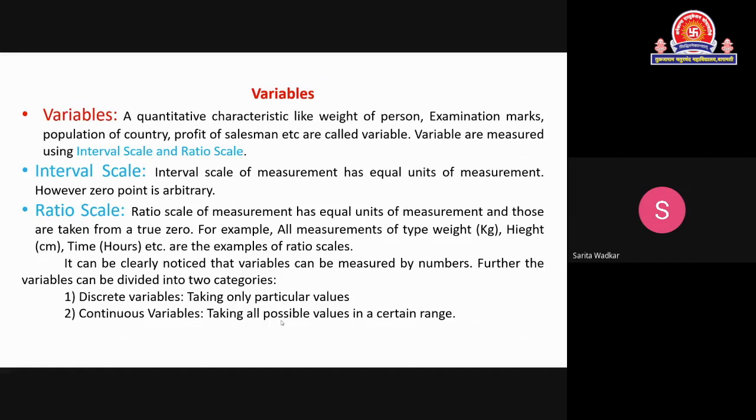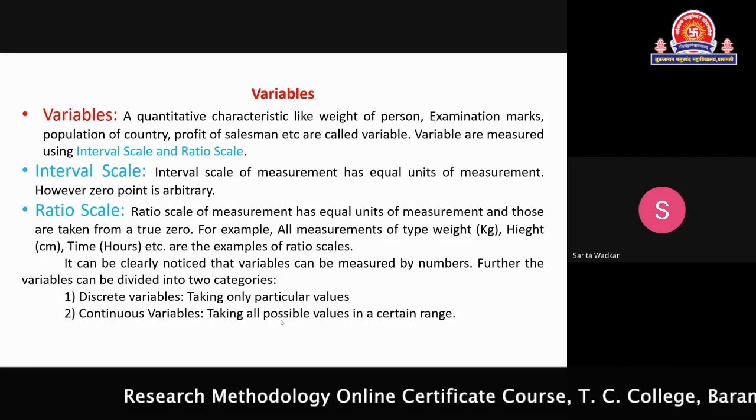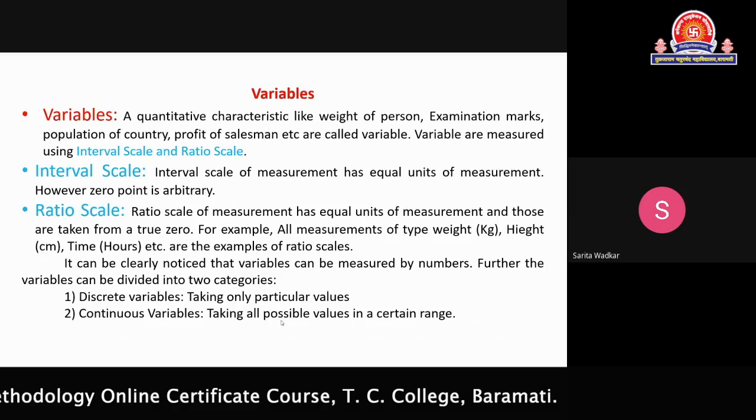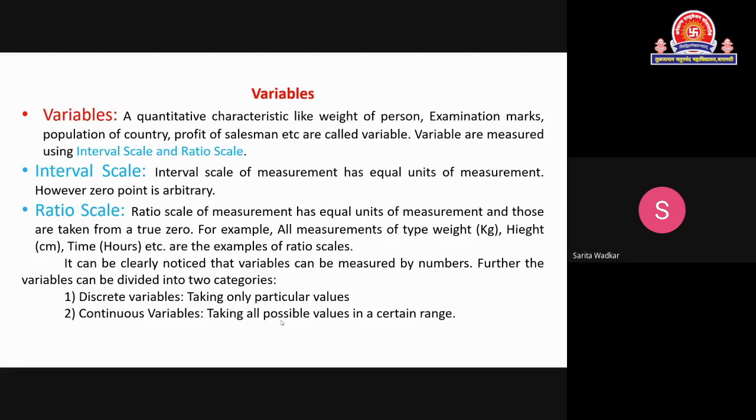Next is the ratio scale. The ratio scale of measurement has equal units of measurement, and those are taken from a true zero. For example, all measurements of type weight, that is kg, height, centimeter, time, hours, etc. are examples of the ratio scale. It can be clearly noticed that variables can be measured by numbers. Further, the variables are divided, as I have told, into discrete variable and continuous variable.